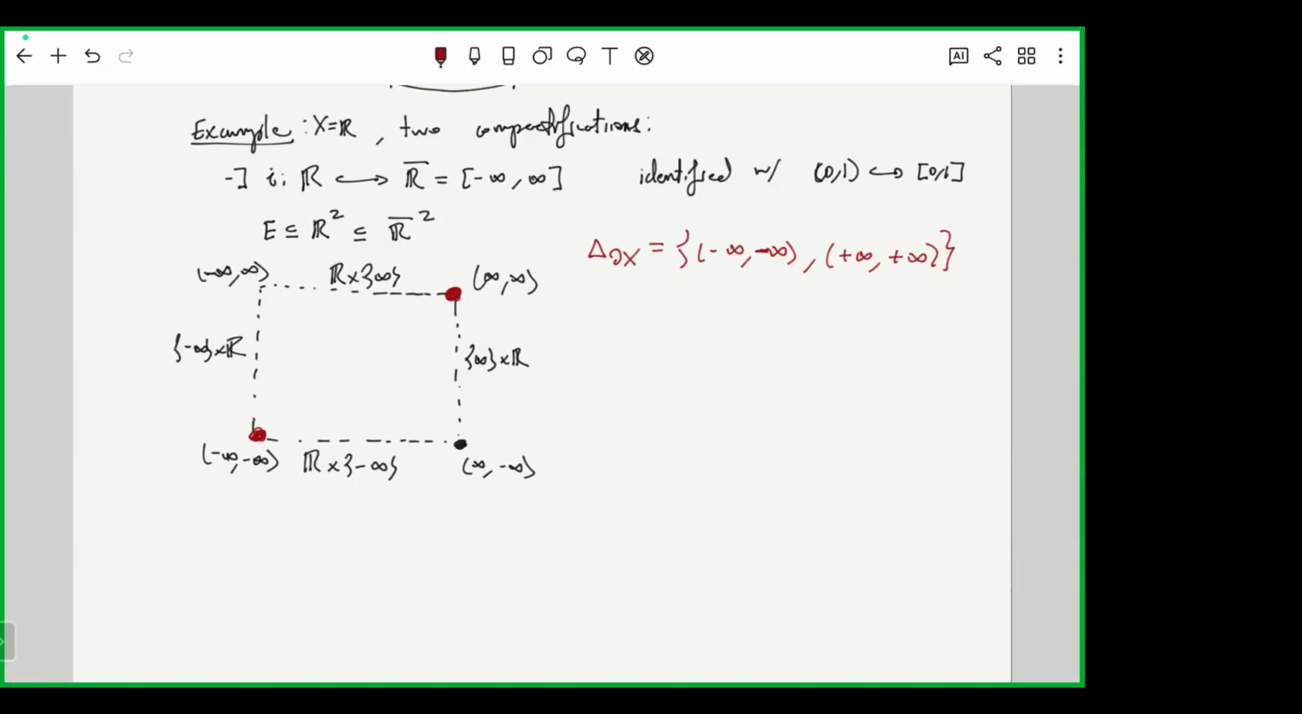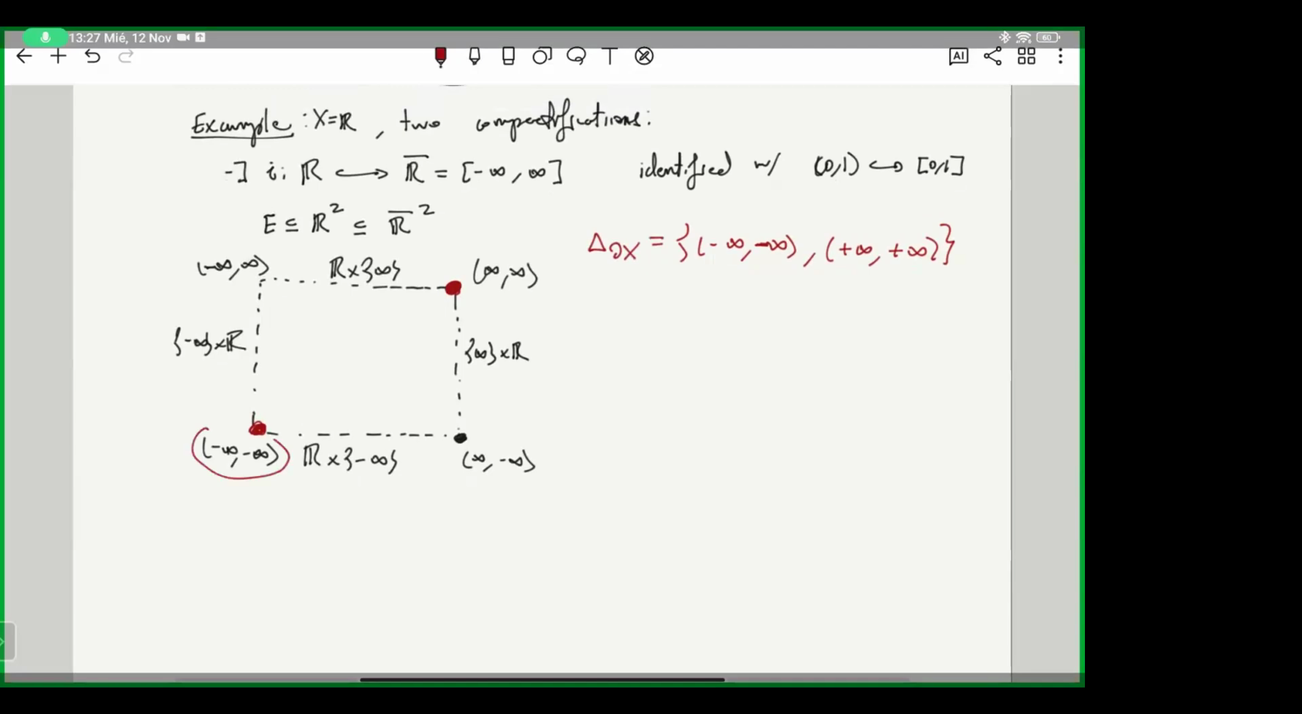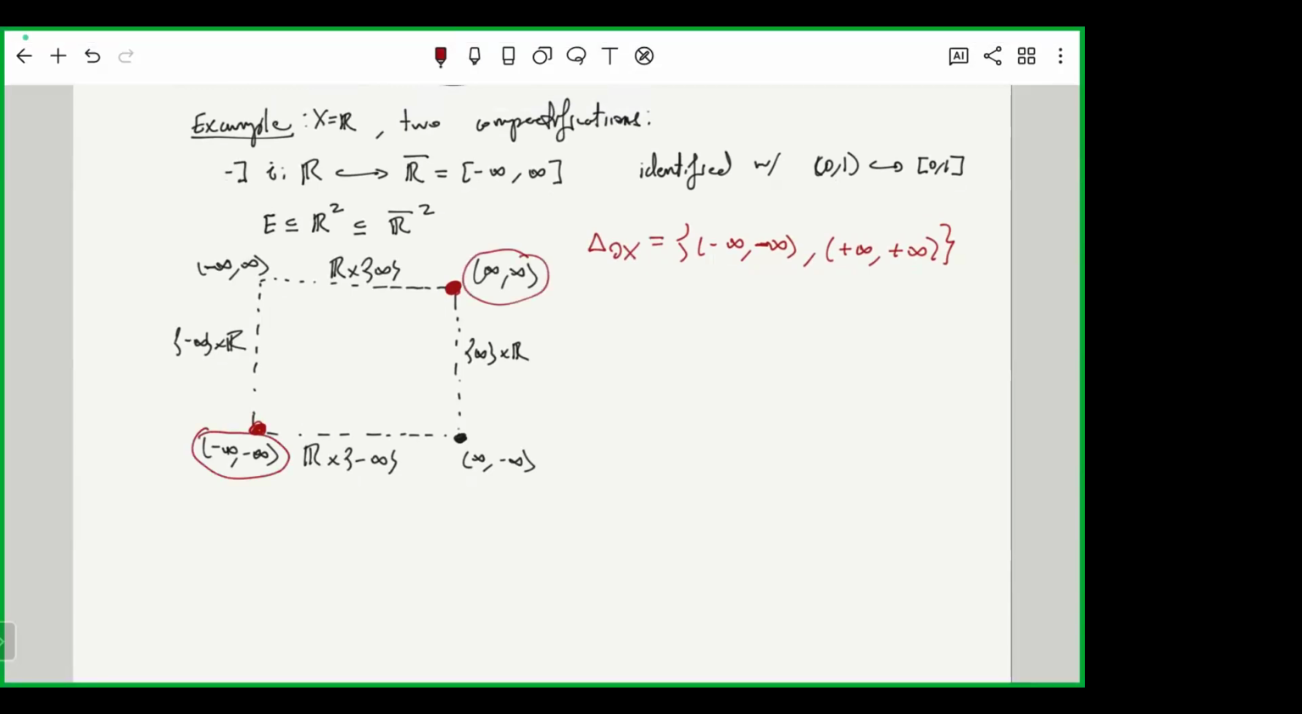So what I need is for E to be controlled. It is the same as saying that if I remove the open part, the part of E which is in the plane, it has to be contained in this diagonal. In other words, at infinity, E can only touch this point here and this one. It cannot touch anything else.